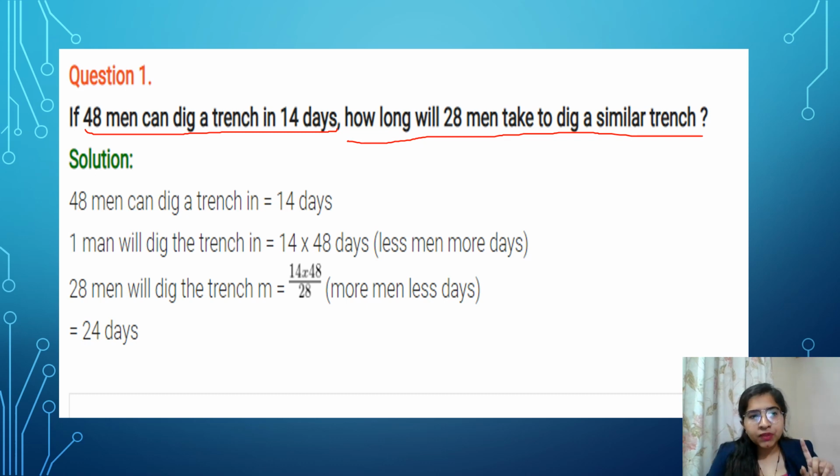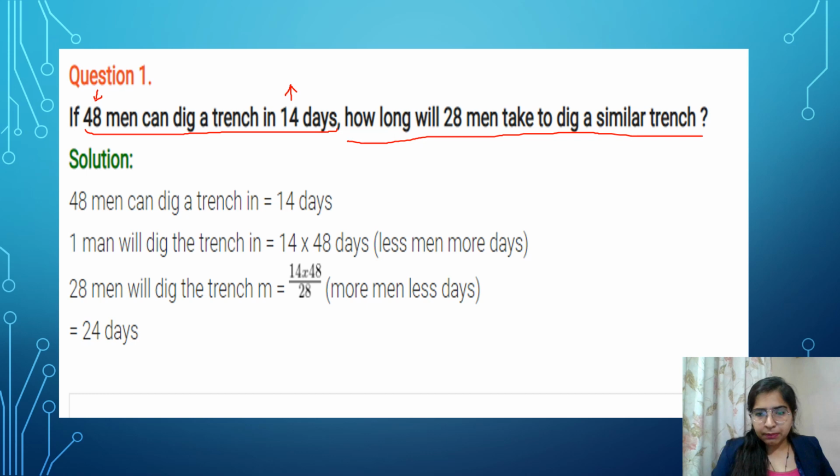Now listen to me, students. 48 men dig it in 14 days. If men are reduced, you are reducing the men, right? Reduce means decreasing. Then days will increase, because fewer men will take more time. You have to use common sense and think in these types of questions. If 48 men are digging a trench in 14 days, then 28 men will take more time. So how will you do this type of question when there is inverse proportion, when the number of one thing is decreasing and the other will increase, like men are decreasing and the number of days will increase?